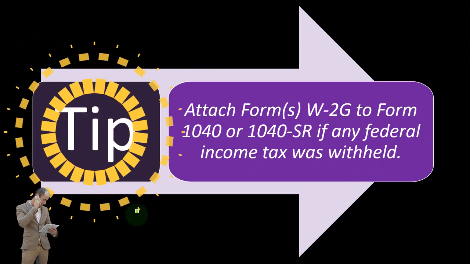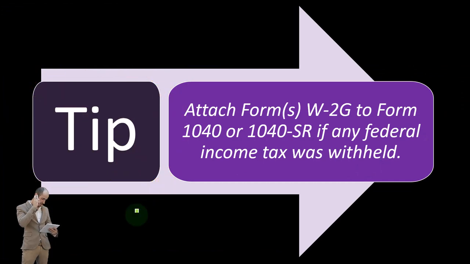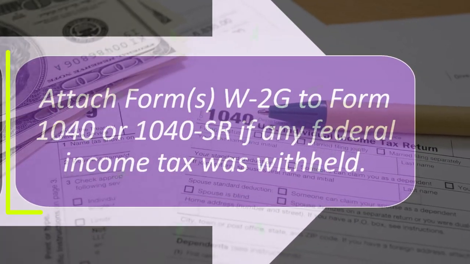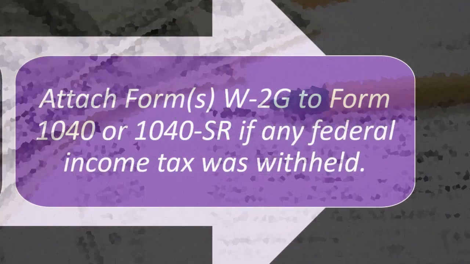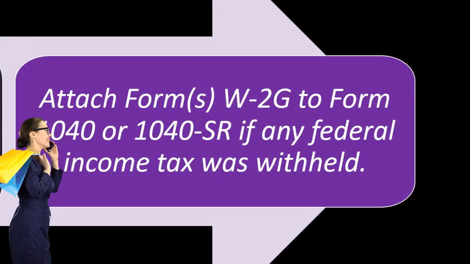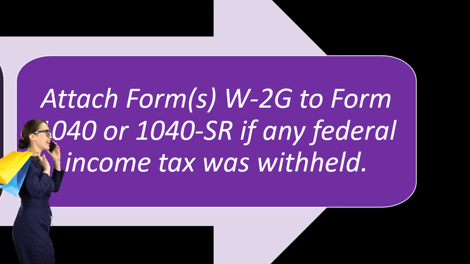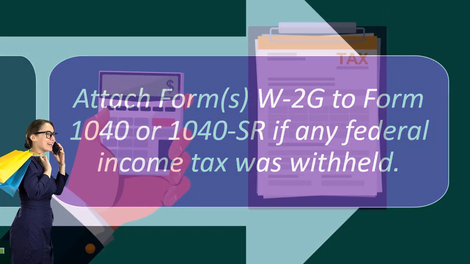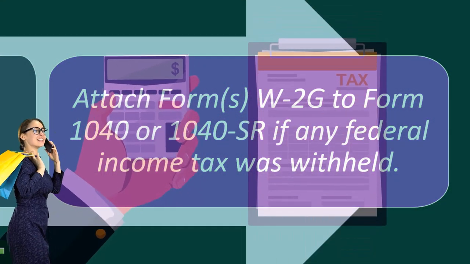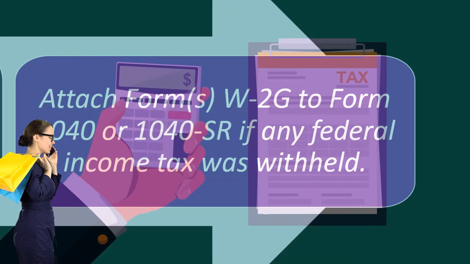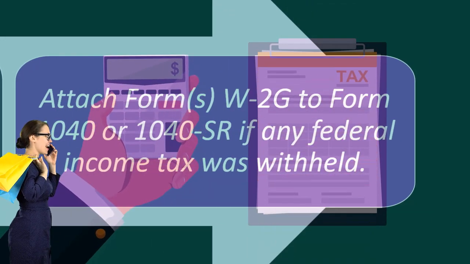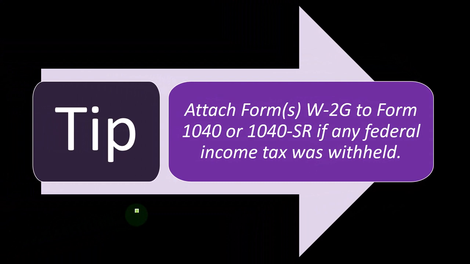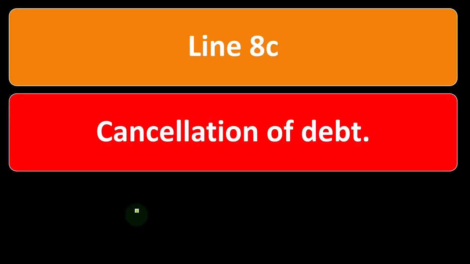But in any case, tip: attach Forms W-2G to Form 1040 or 1040-SR if any federal income tax was withheld. Note that's another thing: if you got winnings like a lottery or something, and you got a W-2G reporting those winnings, you might want to have withholdings taken out of the winnings. Most people don't do that because they're not really thinking of taxes. Taxes are kind of in the back of most people's minds, just being taken care of with their employer situation. The employer is responsible for my taxes, right? But obviously, if you have a windfall profit or gain of some kind, a big hit like a win in the lottery, that's going to have a tax implication. You might want to withhold on it.